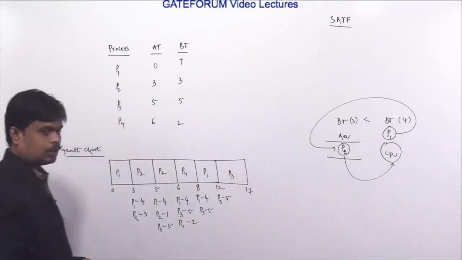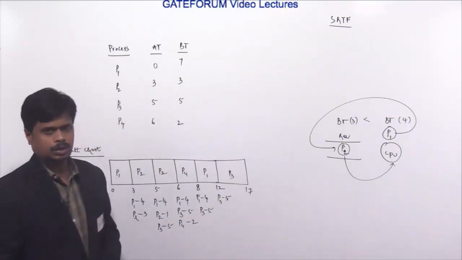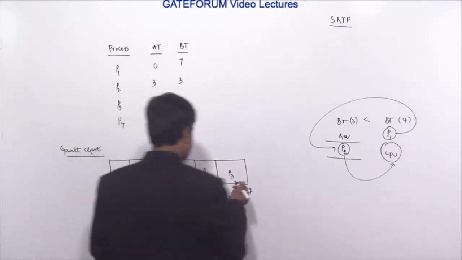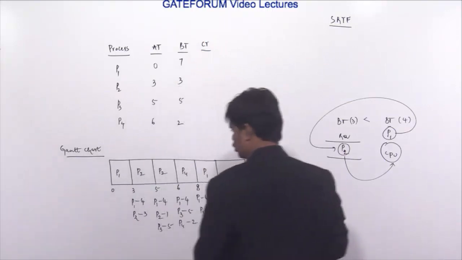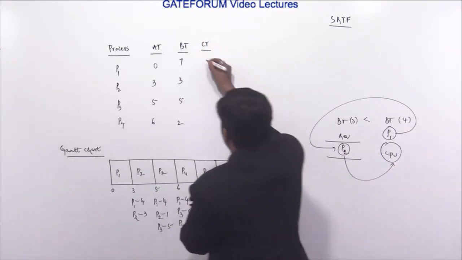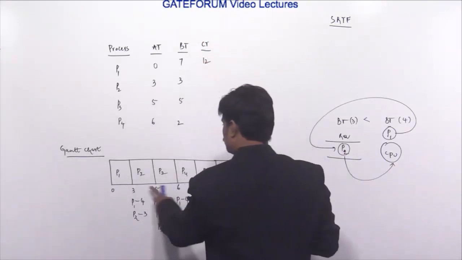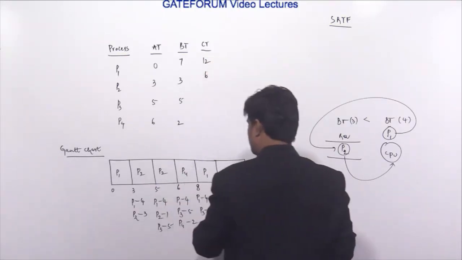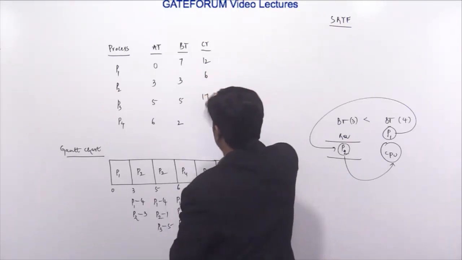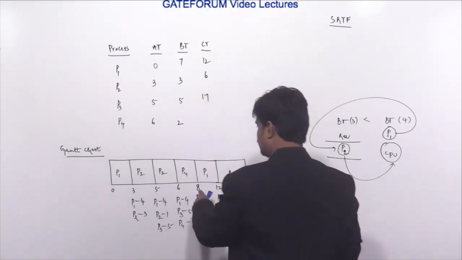Okay. So now what we need to calculate here is the average waiting time. For that, let's first consider the completion time of each process. P1 is completed at 12, P2 is completed at 6, P3 is completed at 17, and P4 is completed at 8.